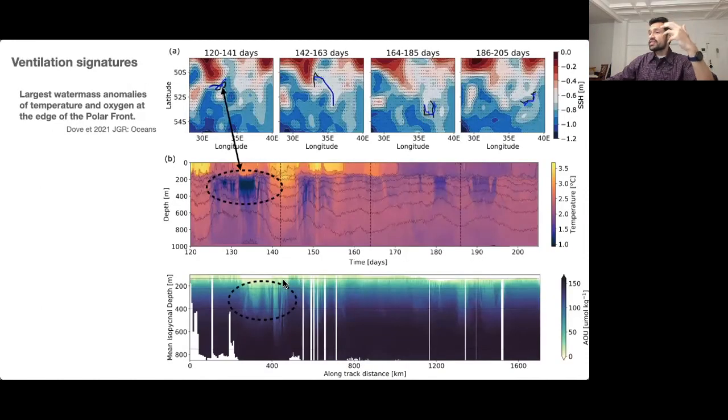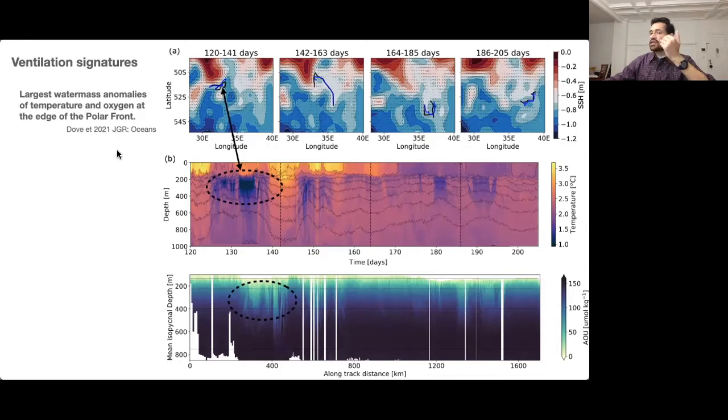Further confirmation that these are actually signatures of waters that have moved in from the surface can be taken from sections of AOU, or apparent oxygen utilization, where low values mean that the oxygen is higher, or the waters are more oxygenated in this region. And these are usually waters that would have originated at the surface. And actually, a very nice discussion of this can be found in this paper by Dhruv et al. 2021 that just appeared last year.